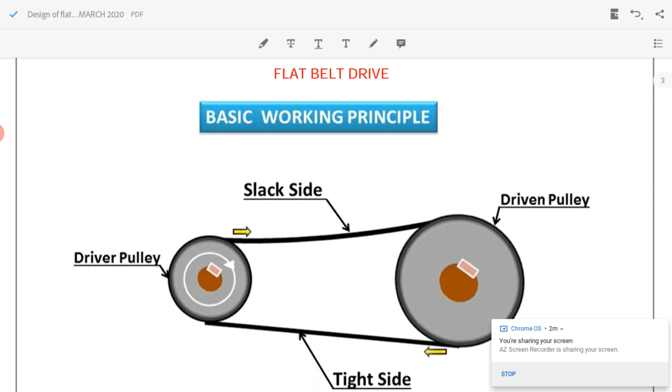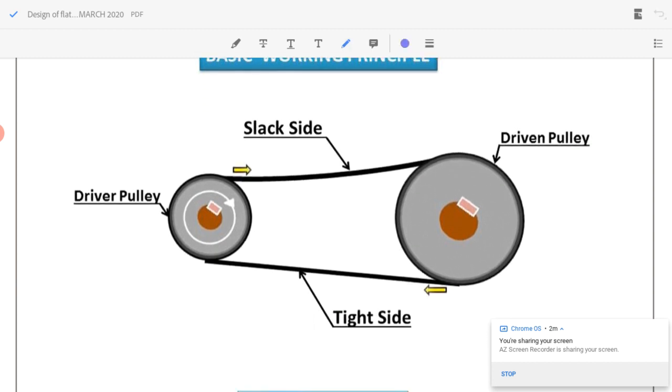So when the driver rotates, in this case the driver is rotating in clockwise direction, so the entry side will be the tight side, and so this is the entry side, and this is the exit side of the driver pulley. So on the entry side we have the tight side, and on the exit side we have the slack side. Whereas for the driven pulley, this is the entry side. The entry side will be the slack side, and the exit side will be the tight side. So the tight side tension will be higher when compared to the slack side tension.